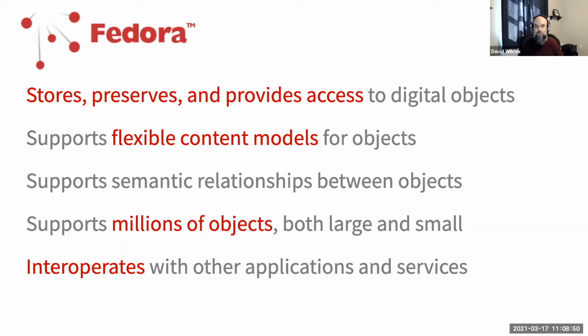Fedora is scalable, and this is particularly true with version 6, support for millions of objects, both large and small. We've been doing some testing with version 6.0 to really prove out the performance and scale capabilities, and we'll have some really good data to share with everyone on that quite soon. So far, we've had no issues testing with 20 or 30 million objects, and we're quite confident that it can handle more than that, but we'll have the data to share for that quite soon.